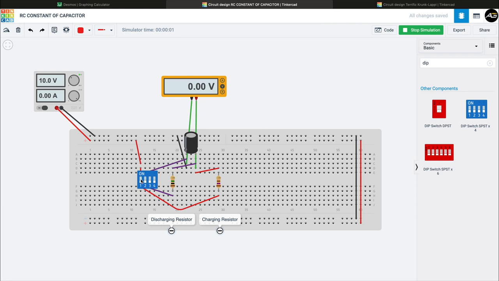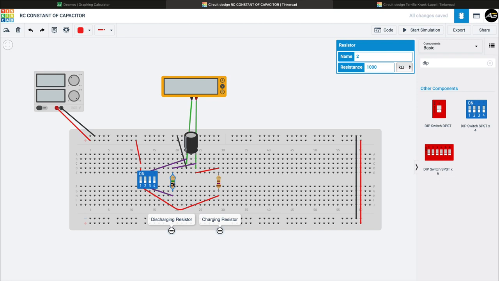So you can see that here the capacitor is charging through a resistor. This is the charging resistor, and it is of 170 ohms, and this is the discharging resistor. It is of 1000 kilo ohm.